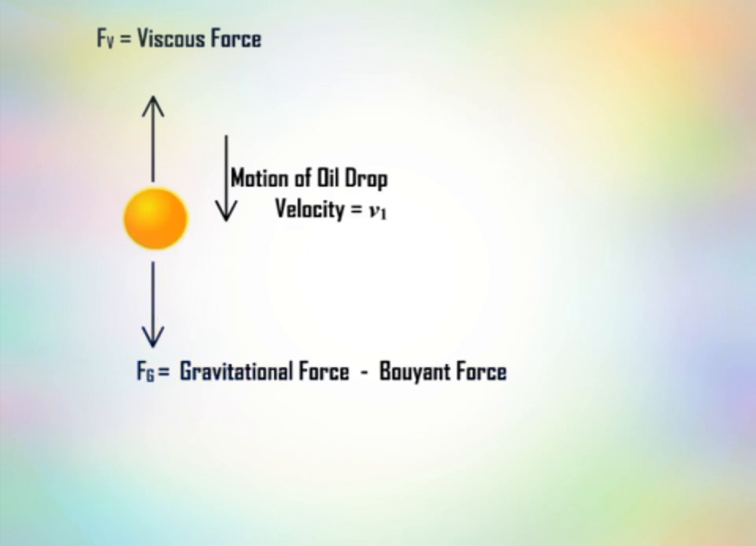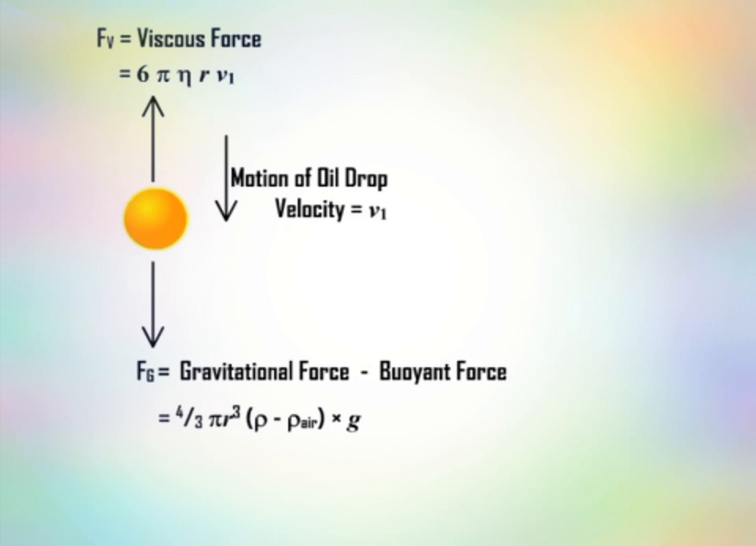While calculating the gravitational force, we have to take into consideration the buoyant force. Now Fg, the gravitational force, is equal to 4/3 pi r cubed (rho minus rho air) into g, where 4/3 pi r cubed is the volume of the oil drop and g is the acceleration due to gravity. Rho is the density of oil and rho air is the density of air. Using Stokes' law, Fv equals 6 pi eta r v1, where r is the radius of the oil drop and eta is the viscosity of air.